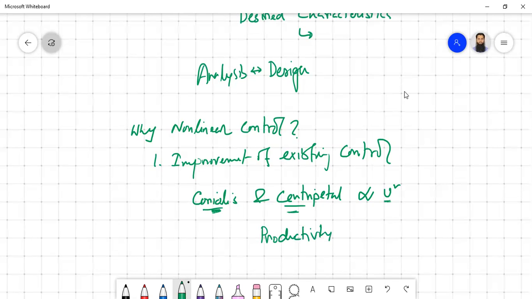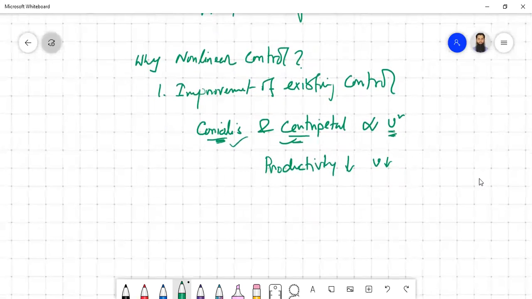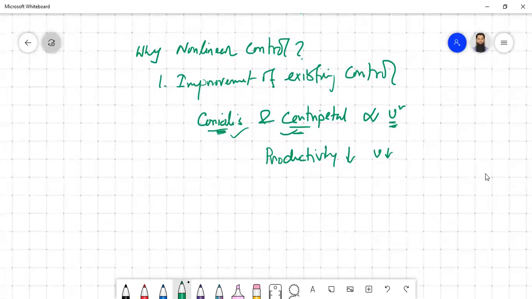Okay, so for these reasons, productivity is also low because we have to operate at low velocity, because if we operate at high velocity, then these forces will be dominant. So actually we have to compromise the productivity. But these nonlinear forces in the robotic motion can be fully compensated by the nonlinear control technique. So our productivity can be increased if we go for the nonlinear technique. Okay, so this is the first point why we can go about the nonlinear control system.